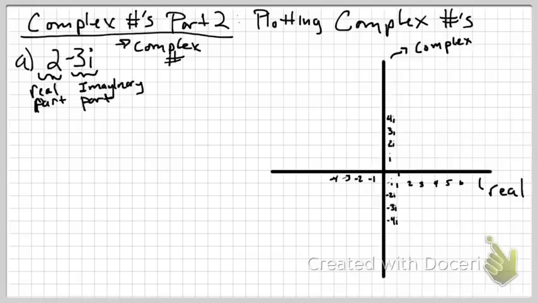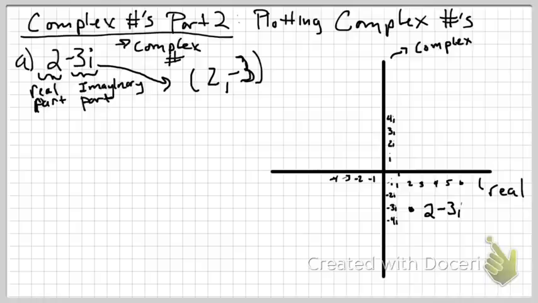So if I want to plot this coordinate, I have to find 2 on the real axis, which is 2 to the right of the origin, and then I have to go down 3 on the imaginary part, and I essentially just put a point right there. That coordinate is 2 minus 3i. Think of it this way: this is almost exactly parallel to plotting the coordinate (2, -3) on the regular xy plane. The only difference is you plot the real part on the horizontal axis, you plot the imaginary part on the vertical axis, and it's really that simple.